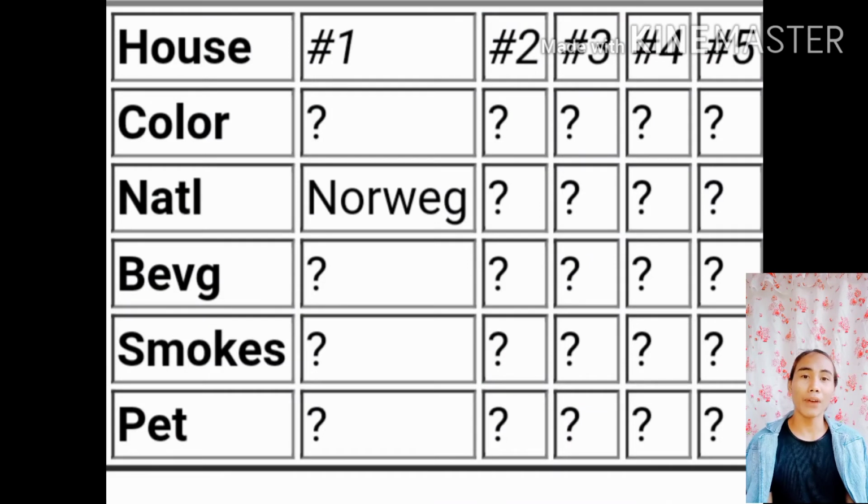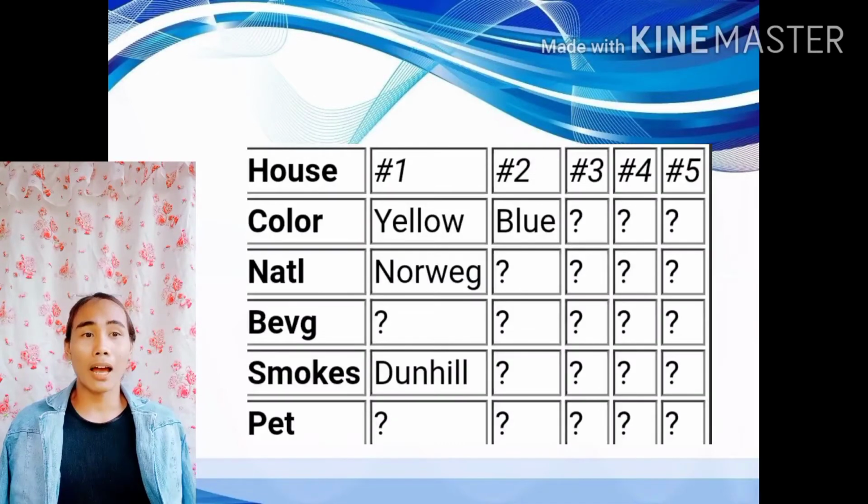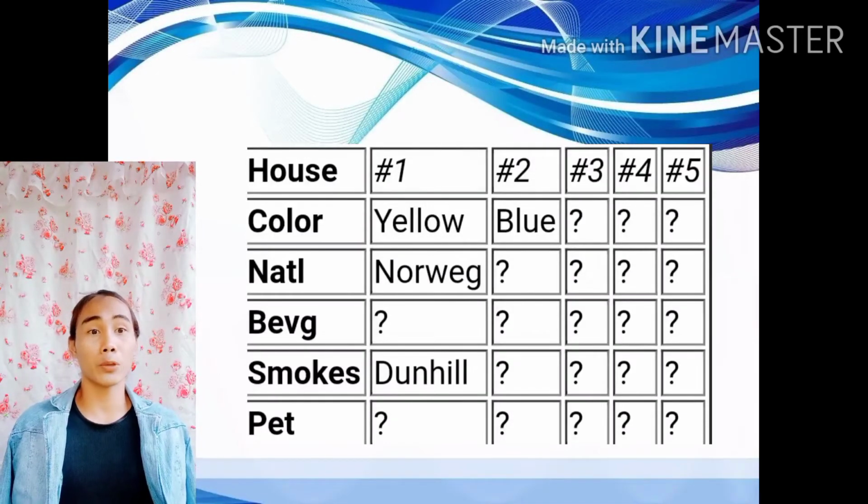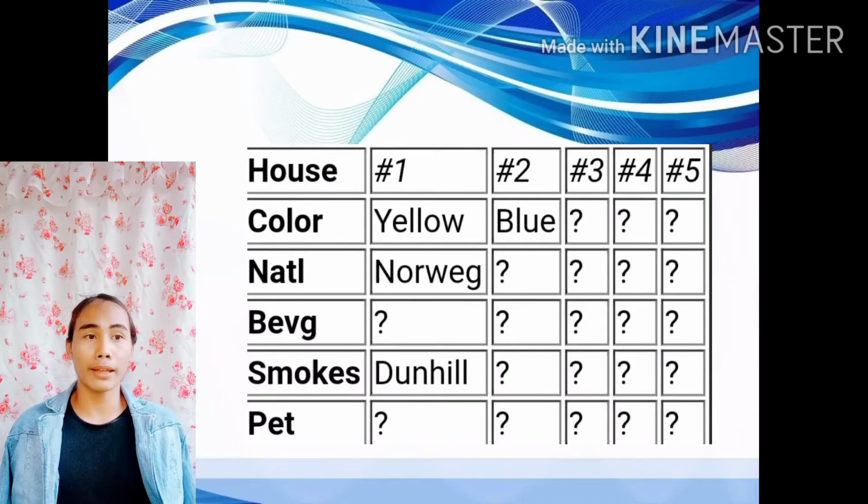We know there are 5 houses. We'll assume they are all in a row and are numbered from left to right. We know the Norwegian is in the first house. Since the Brit lives in the red house, the Norwegian can't live there. We also know the Norwegian lives next to the blue house, so his house isn't blue.